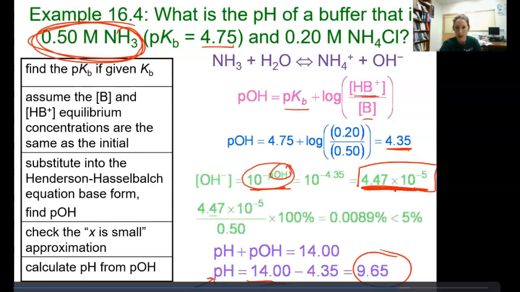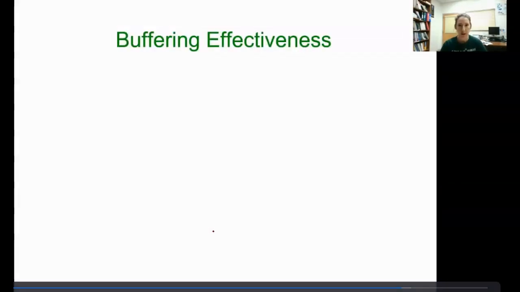10 to the negative OH, this is a base, right? So we put this over the base, right? And you can solve it either way, whichever way you choose. It doesn't matter to me. As long as I can follow your work, I don't care. Whichever way works for you.